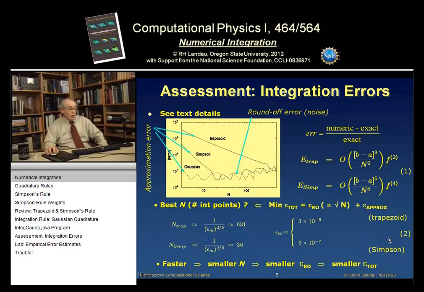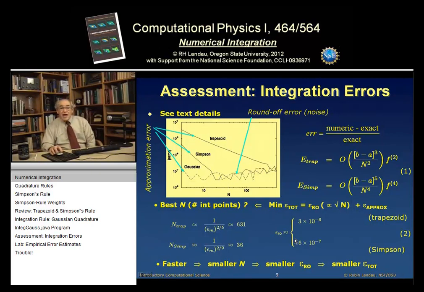And that's what we do in equation 2 here. So we've set the two together, and we actually predict, based on 1 over n squared and 1 over n to the fourth for the two rules, that the trapezoid rule gets its best precision for about 631 points, and the Simpson rule gets its best precision for about 36 points. If we look at the graph, we see the trapezoid rule is good at about 400, 500 points, pretty close to our approximation. The Simpson rule is good here, 10, 20, maybe around 30, very close.